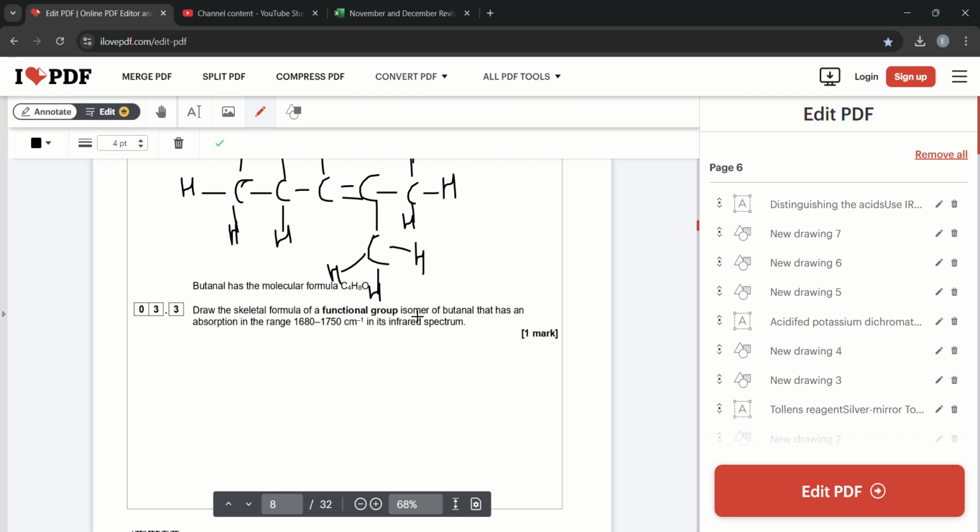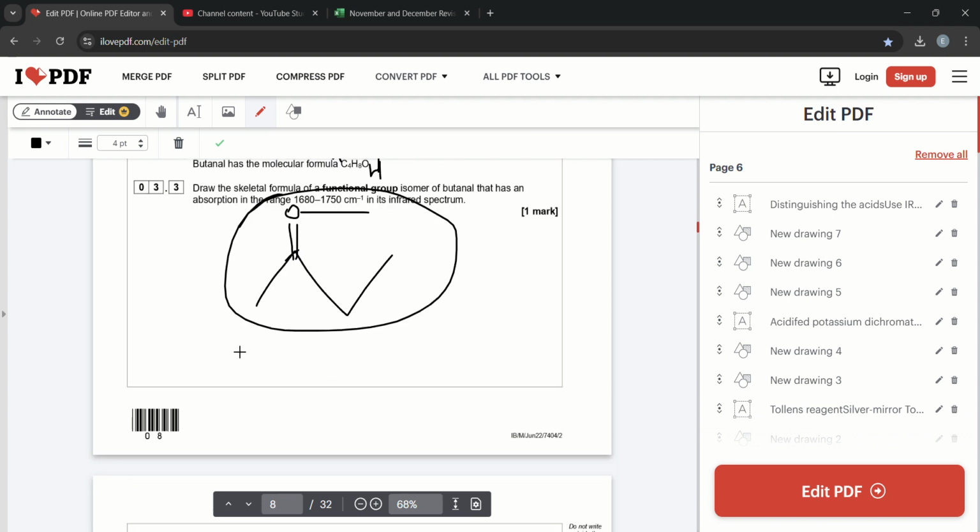Draw the skeletal formula of a functional group isomer of butanal that has absorption in this range of this infrared spectrum. Skeletal formula, that's the key thing. And no, actually that's not really the key thing. Functional group isomer, butanal, absorption of that. Well, methane, ethane, propane, butane: 1, 2, 3, 4. And it's also this, so it's going to be a double bond O. There we go, C double bond O. And it should look exactly like that. Skeletal formula, something like that.